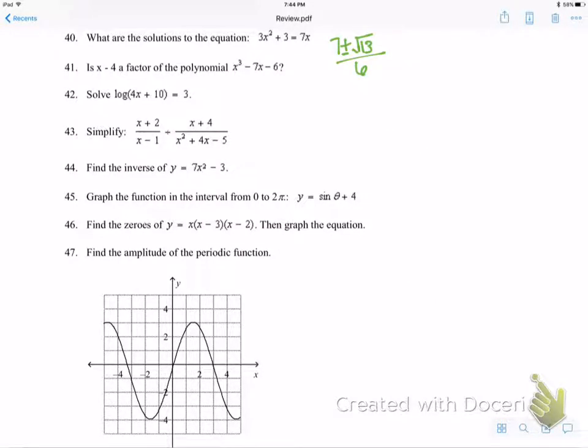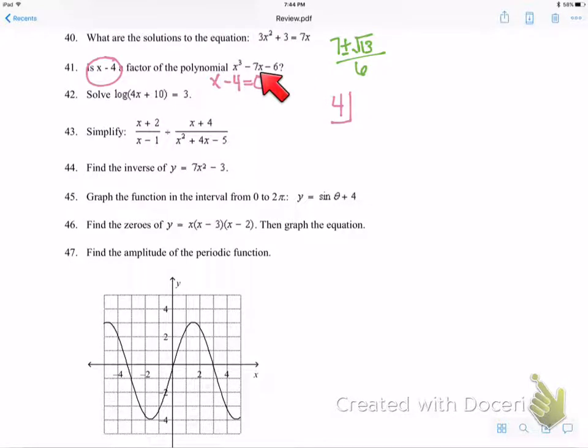41 asks, is x minus 4 a factor of the polynomial x cubed minus 7x minus 6? To determine that, I'm going to use synthetic division. Because I'm trying to see if this is a factor, I'm going to put 4 in the box. And I get 4 from just solving the equation x minus 4 equals 0. I'm also going to write the coefficients of the polynomial in order.